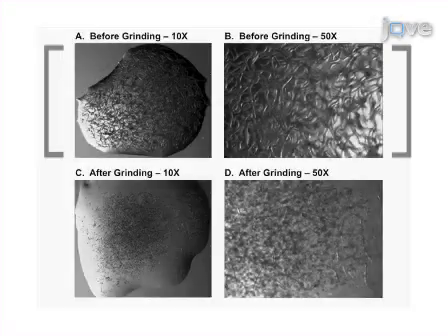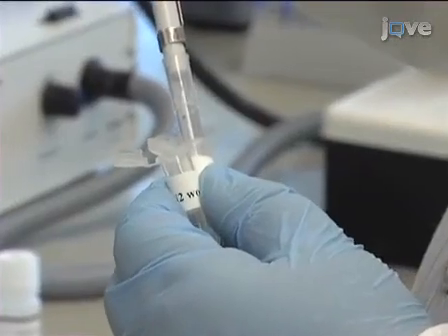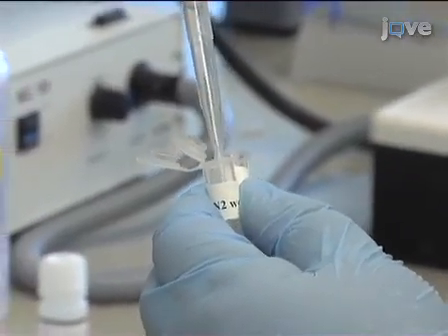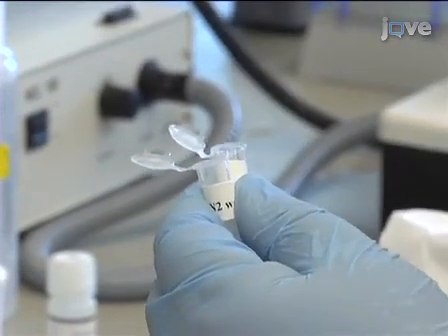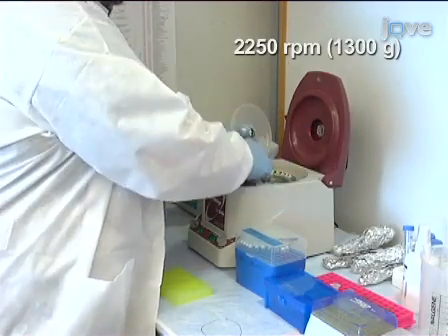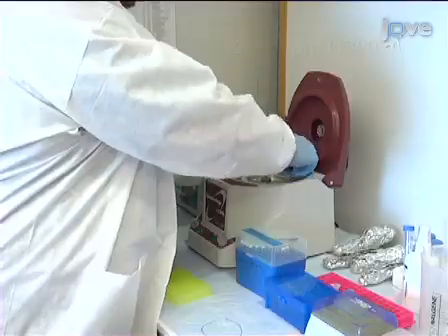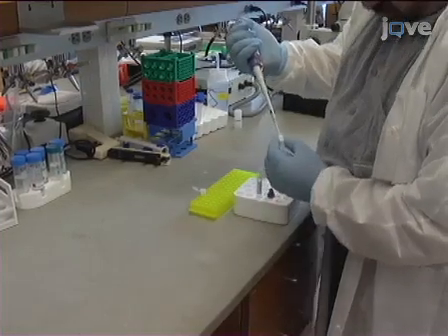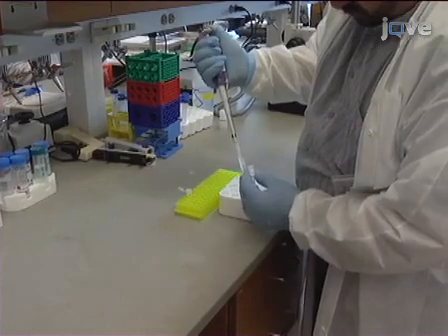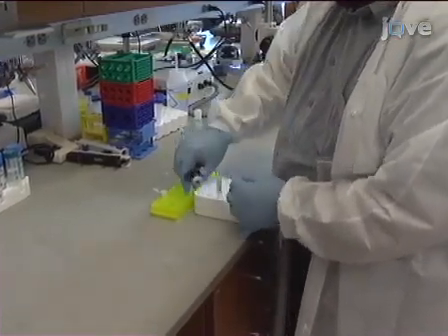In this image, panels A and B show worms prior to grinding, in contrast to panels C and D that show worms after grinding. Transfer the previously saved supernatant to the 1.5 milliliter plastic centrifuge tubes with the worm homogenate. Centrifuge the samples at 2,250 rpm, 1300 Gs for 5 minutes. After centrifugation, transfer the supernatant to a fresh 7 milliliter glass tube. Save the pellet for later use in a protein concentration assay.